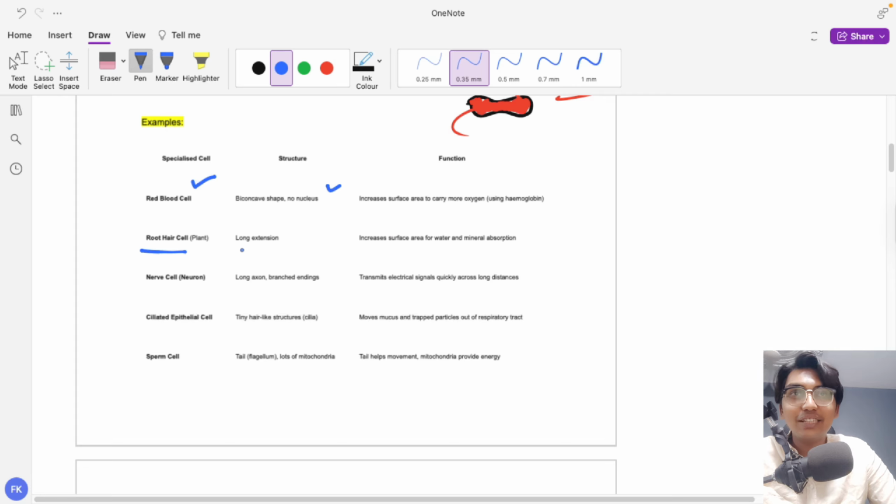Root hair cell, it has a long extension. So what is the function of it? It increases the surface area for water and mineral absorption.